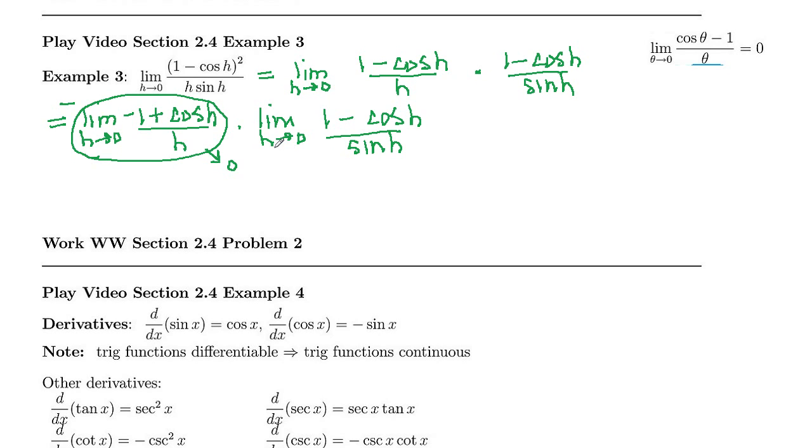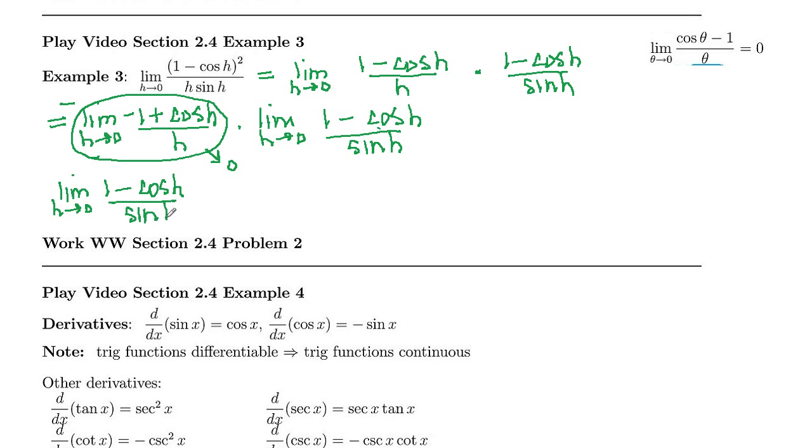So let's see what happens here. As h goes to 0, cosine of h approaches 1. So this looks like 1 minus 1. And then sine of 0 in the denominator. So it's 0 over 0. So this part's 0 over 0. So we need to make sure that that 0 over 0 does not go off to infinity. So let's bring this limit down here and work on it separately. So limit h goes to 0. We've got 1 minus cosine h over sine h.